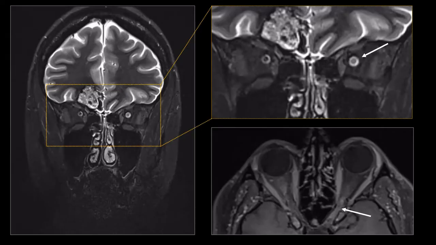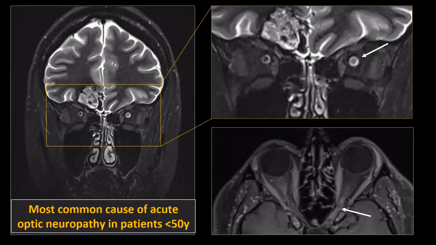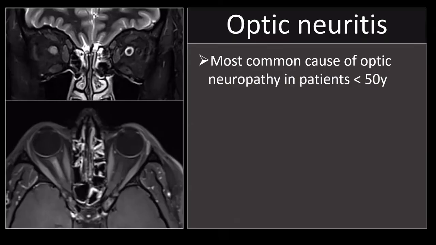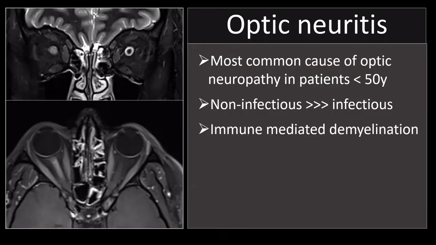Now, if you see enhancement and edema of an optic nerve, your diagnosis should be optic neuritis, and that is the most common cause of an acute optic neuropathy in patients younger than 50. Optic neuritis is just a description. It's an inflammation of the optic nerve, whatever the cause. As said, it's not infrequent, most common cause of optic neuropathy in younger patients, and mostly non-infectious. It can be infectious, so it's always inflammatory, but in most cases it is some kind of immune-mediated demyelination.